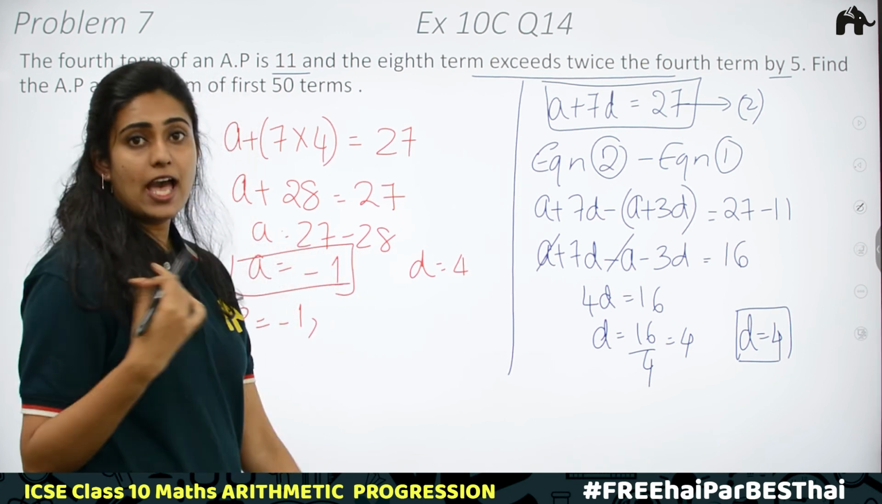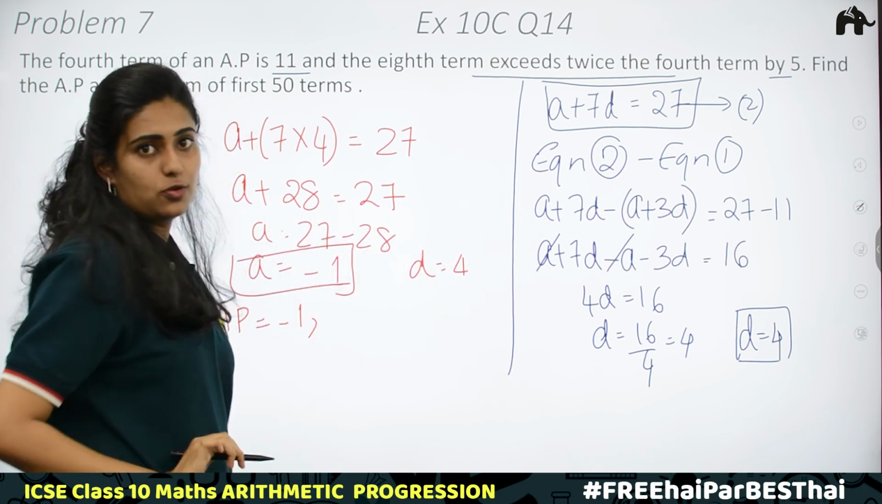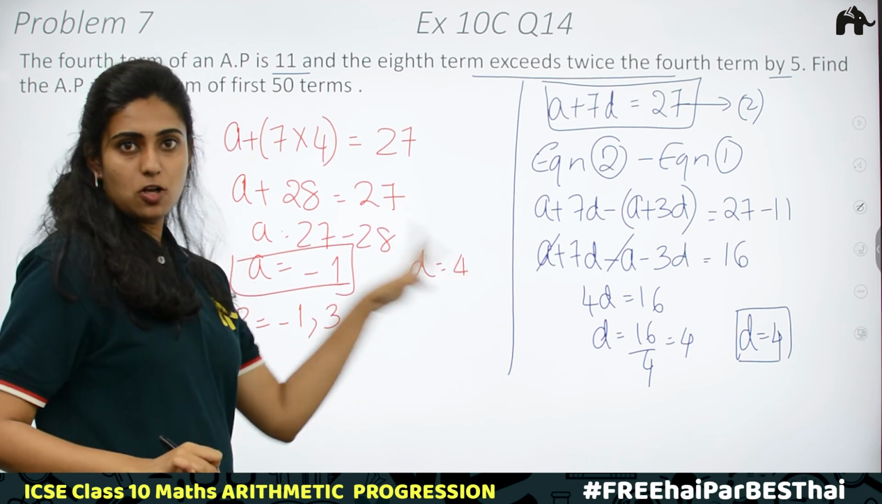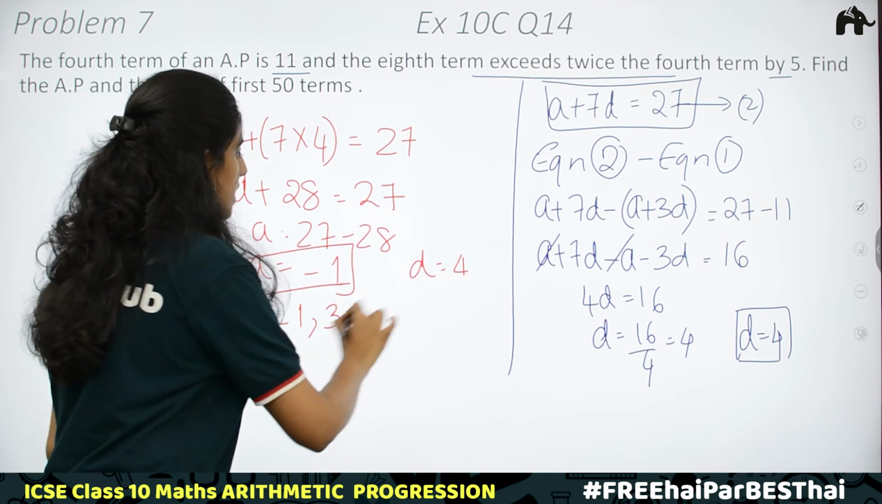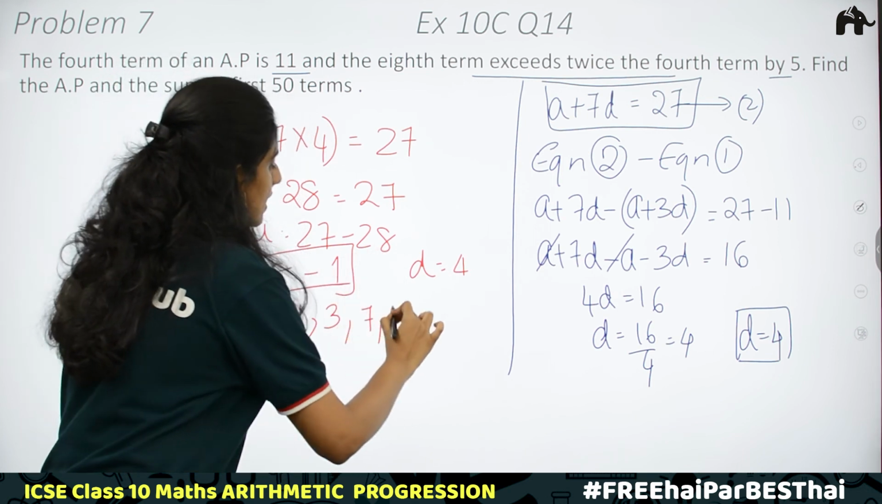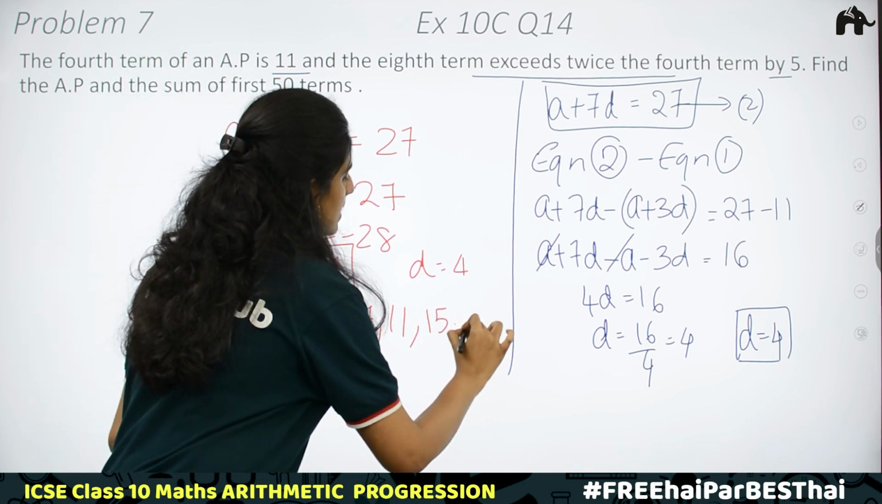Therefore, the AP, arithmetic progression, has first term minus 1. Second term, we have to add this common difference to the first term. Minus 1 plus 4, we get plus 3. Second term plus the common difference gives us the third term. 3 plus 4, 7. Next term, adding 4 again, 11. Next term, again adding 4, 15, etc.